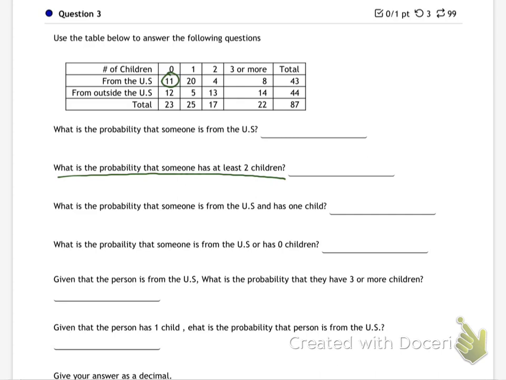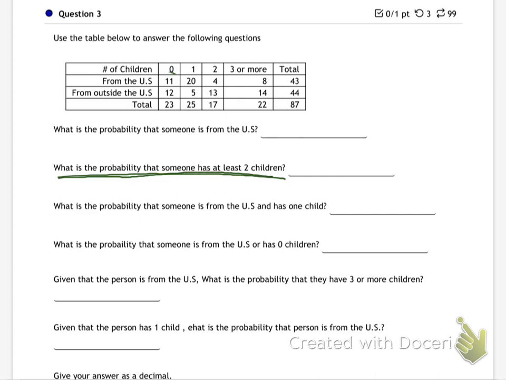They're from the U.S. and they have no children. And what about these 12 people? From outside the U.S., again, no children. How about these 20 people? Single child, outside the U.S., etc. Is that good? That table making sense? All right. So if you grab somebody random, what's the probability that someone has at least 2 children?